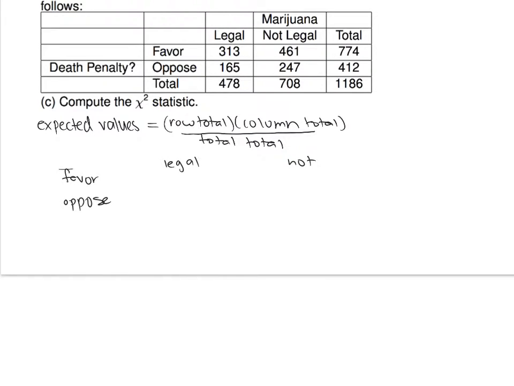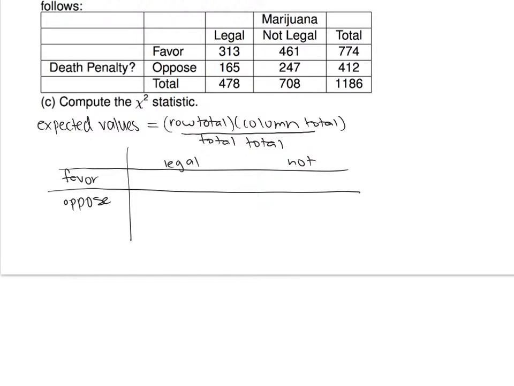Okay. So for this first box, what would be my row total that I would have? So this first box, 774. 774. What's the column total? 478. And what's the total? 1186. That gives you 311.95.